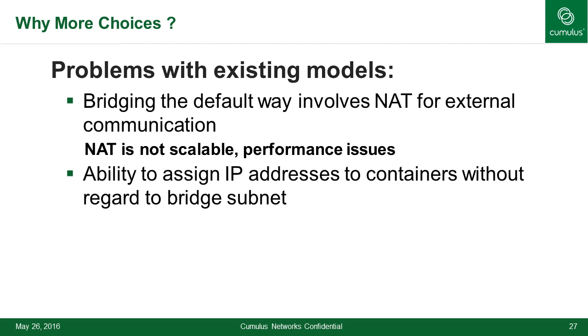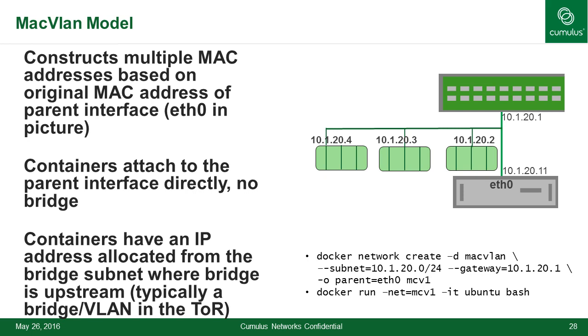Yes, the primary problem is that bridging, the default way when you enable Docker, involves NAT. When I think about 1,000 containers and 1,000 NAT rules, just think about the performance that you're going to get, because NAT is not scalable, has performance issues, and also complicates troubleshooting. Also, you cannot assign IP addresses to containers without regard to the bridge subnet. Why do we care? There are certain use cases where people care.